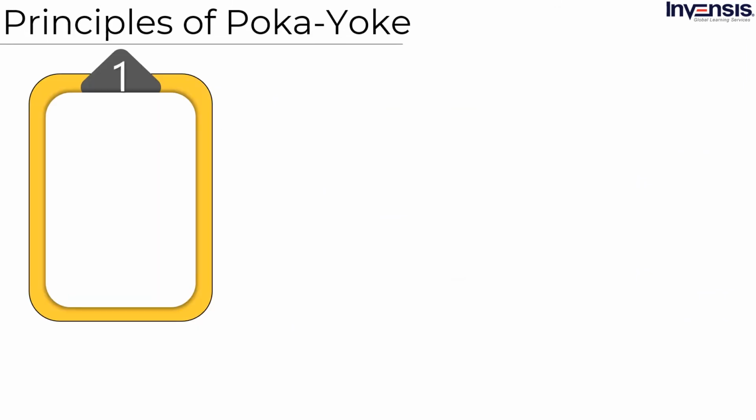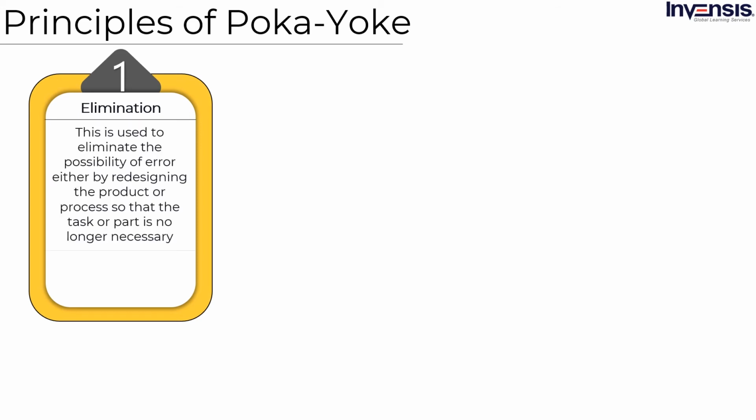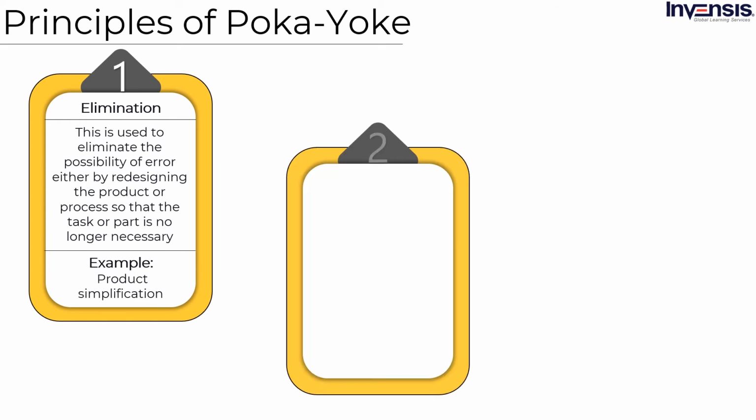The first principle is elimination. This is used to eliminate the possibility of error either by redesigning the product or process so that the task or part is no longer necessary. This means eliminating those processes or steps that cause more defects. So, if the process is eliminated, the probability of errors is also reduced by the same amount. To tell you with an example, product simplification. Next, we have prevention.